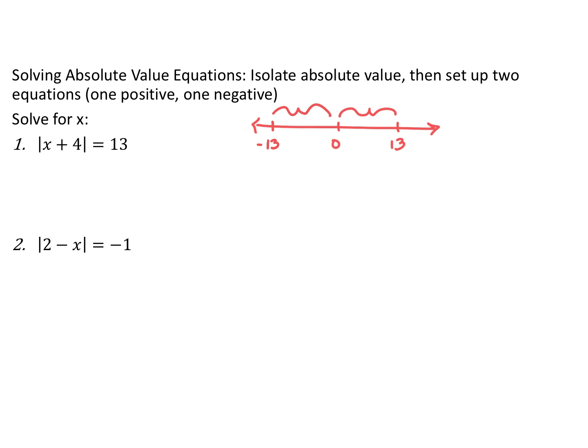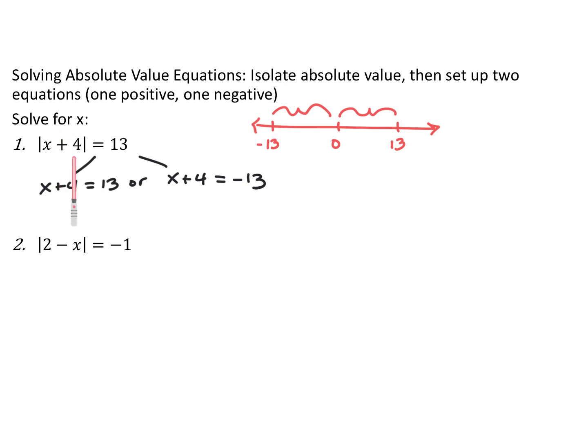So for this first one, absolute value of x plus 4 is equal to 13. It's already isolated. There's nothing attached to the outside. So the first thing I'm going to do is I'm going to split this up into two equations. The inside stays exactly the same. I'm just going to drop the absolute value bars. And then the outside, what it's equal to, one of them is going to stay exactly the same, and the other one is going to switch to a negative sign. So we end up with x plus 4 equals positive 13, or x plus 4 is equal to negative 13.